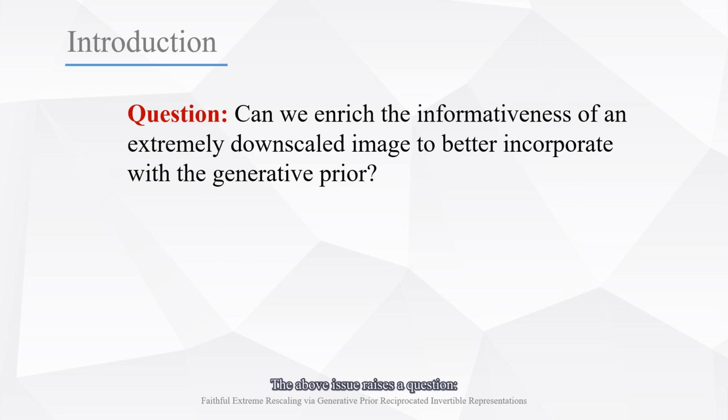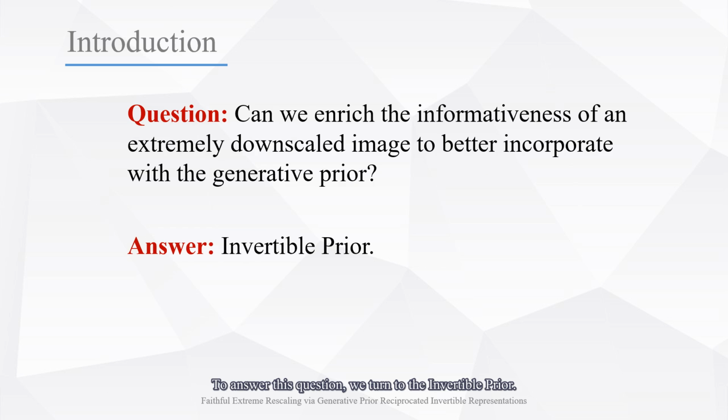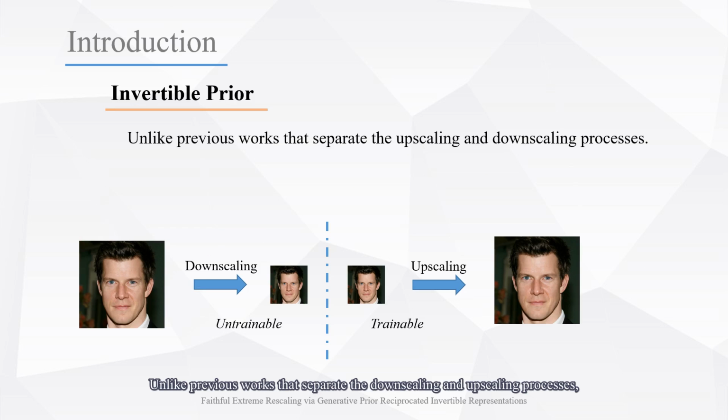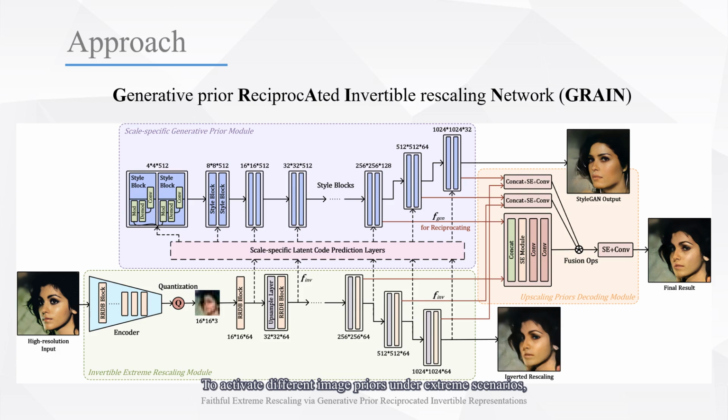The above issue raises a question: can we enrich the informativeness of an extremely downscaled image to better incorporate a generative prior? To answer this question, we turn to the invertible prior. Unlike previous works that separate the downscaling and upscaling processes, invertible rescaling embeds significant information into the low-resolution image to help restore the high-resolution image. To activate different image priors under extreme scenarios, we propose a generative prior reciprocated invertible rescaling network.